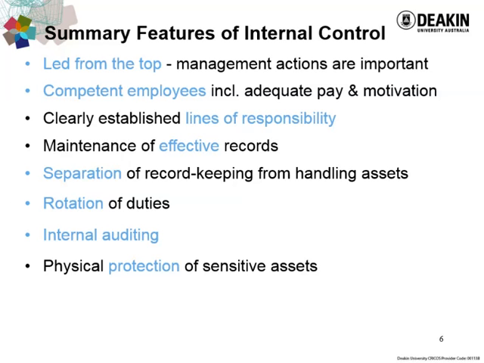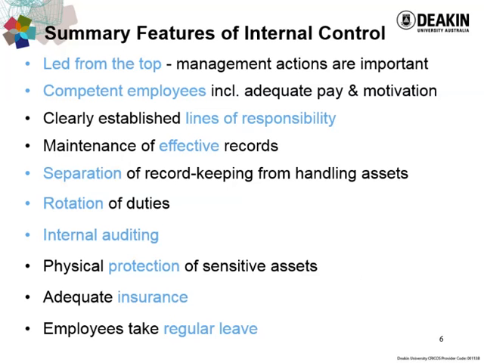Next, we should have physical protection of sensitive assets. For example, we should lock our office, lock our filing cabinets, we have safes, and we install security cameras. We should assign and change passwords regularly. We should have firewalls and protective devices on computer systems so that our information doesn't get hacked. Next, we should have adequate insurance for the warehouse, office building, and so on. Finally, employees should take regular leave so their work can be easily audited.